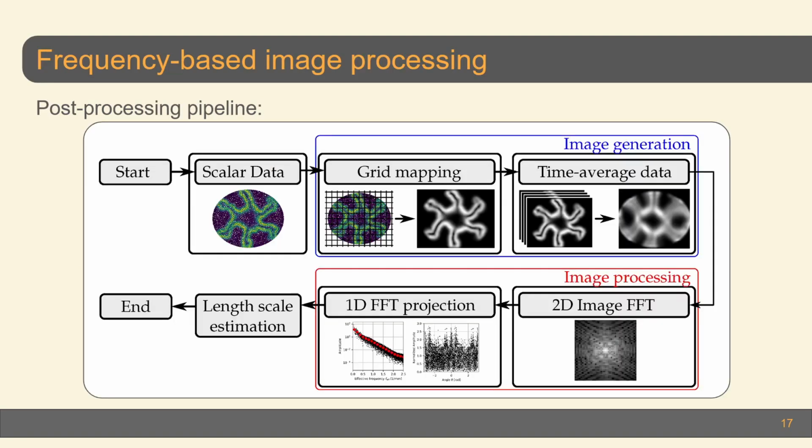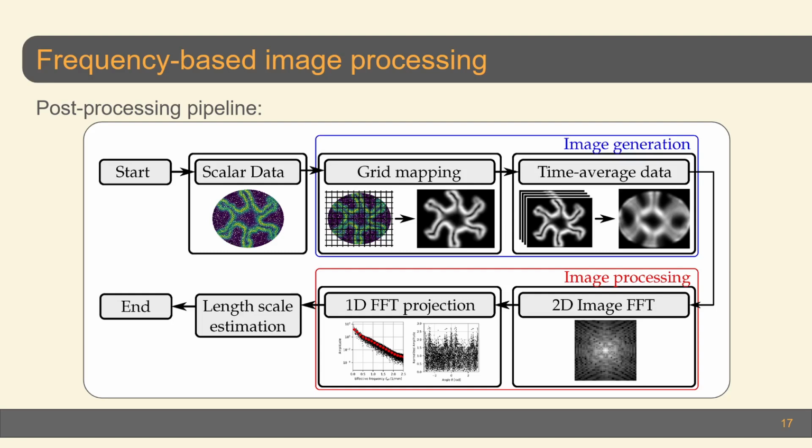So now that we've chosen the magnitude of color gradient as our scalar field that we will be using to construct these images with, we can have a look at our actual post-processing pipeline. So of course we start by taking in the data from our particle simulation. Like I mentioned, we're taking in only scalar data here, of course the color gradient magnitude in this case.